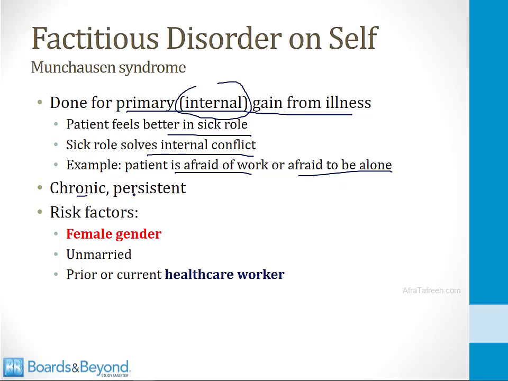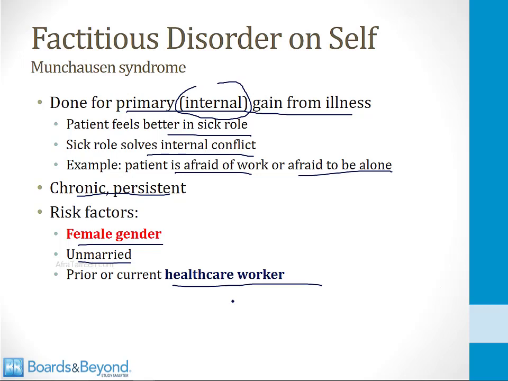It has to be chronic and persistent to meet criteria for this disorder. And risk factors are female gender, being unmarried, and being a prior or current healthcare worker. Healthcare workers are often aware of the healthcare system and the type of tests and procedures that are out there. So if they develop the disorder, they can seek things out.